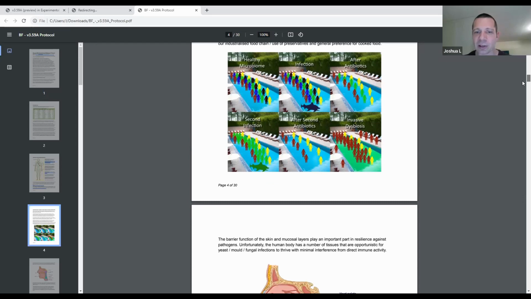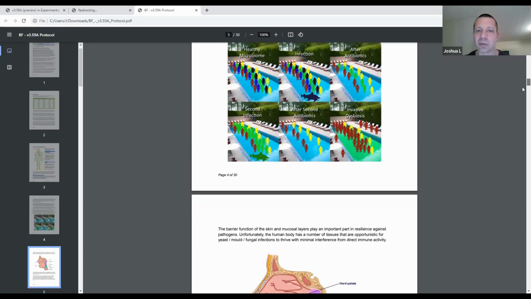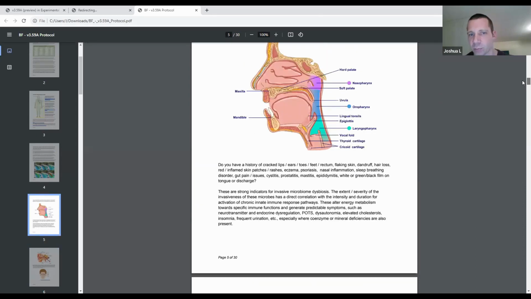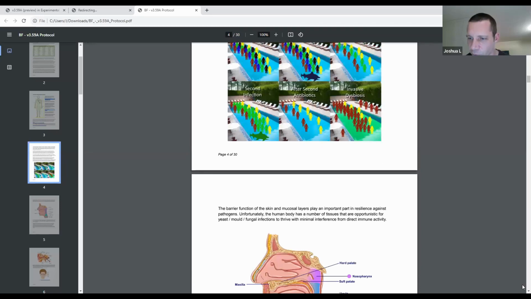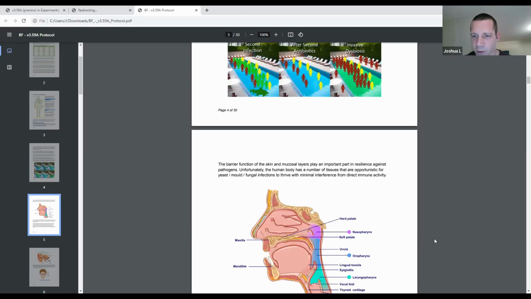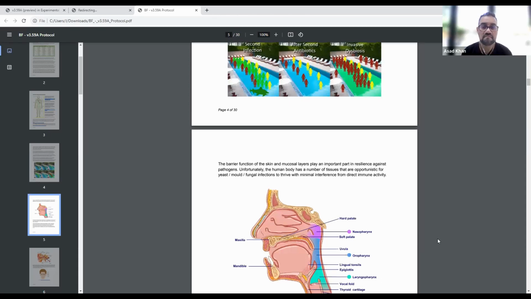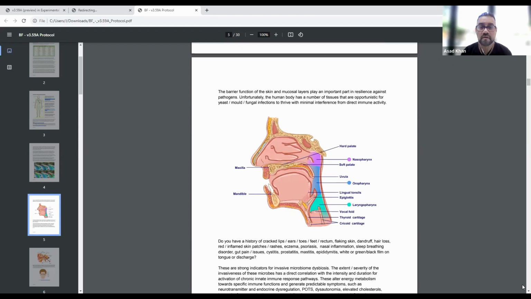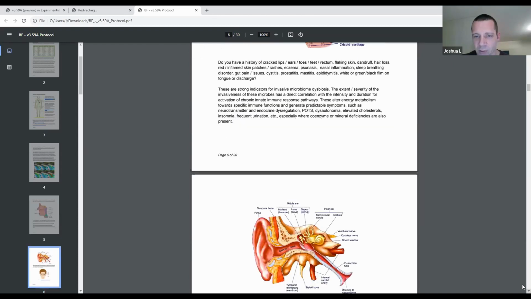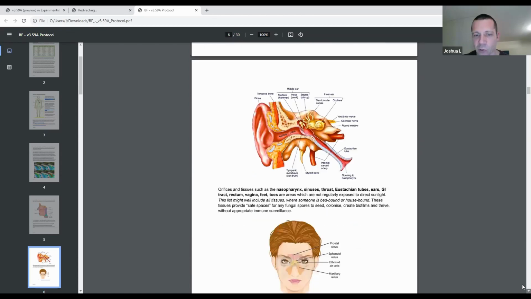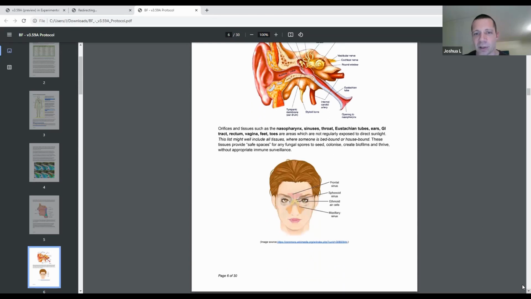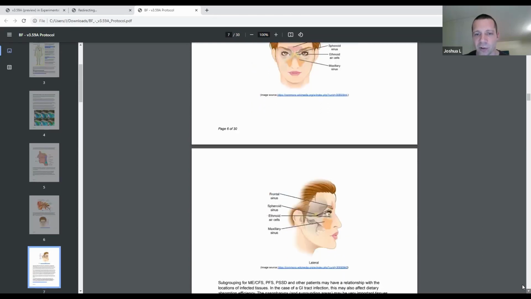The areas that we're targeting. Again, this can be any mucosal interface. We're starting off with just nasopharyngeal tissue. Eustachian tubes. These are all really common areas to see biofilm buildup and inflammation, sinuses.